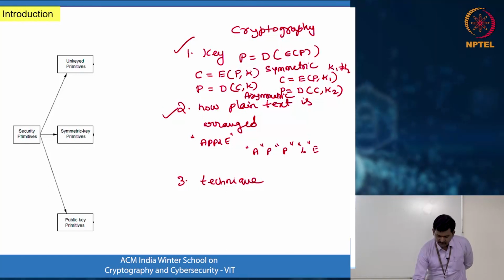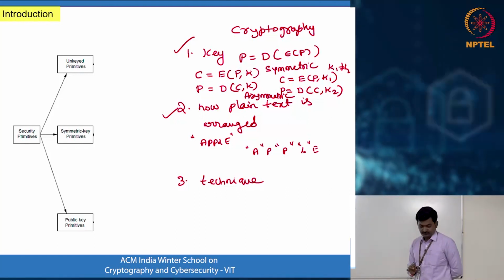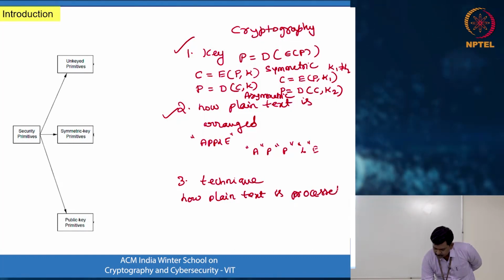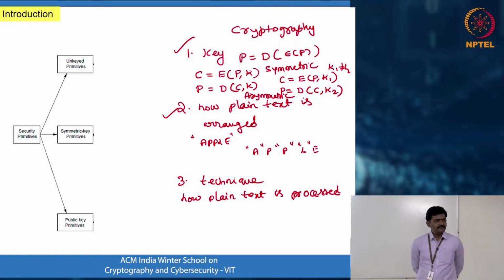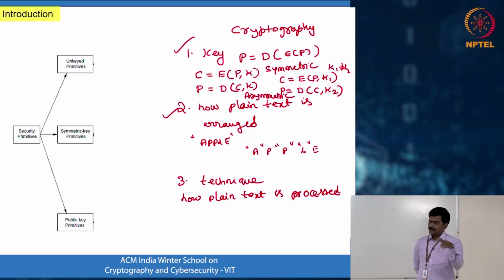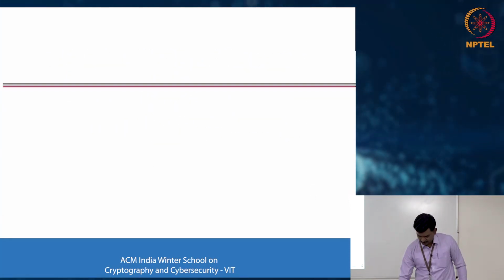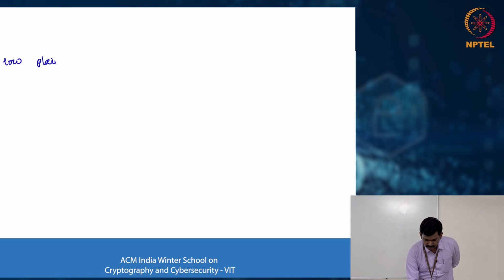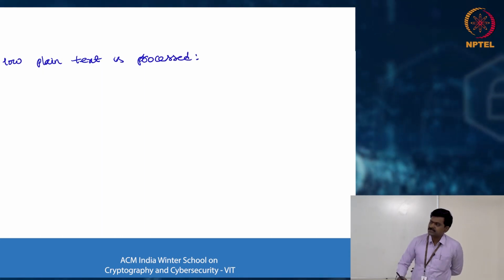So we saw key-wise, and we saw how the plain text is organized. There is another dimension, a third dimension. What is the third dimension? Technique, that means how plain text is processed. What is the second one? How plain text is arranged. The third one is how plain text is processed, right? So for that purpose, you have this way.